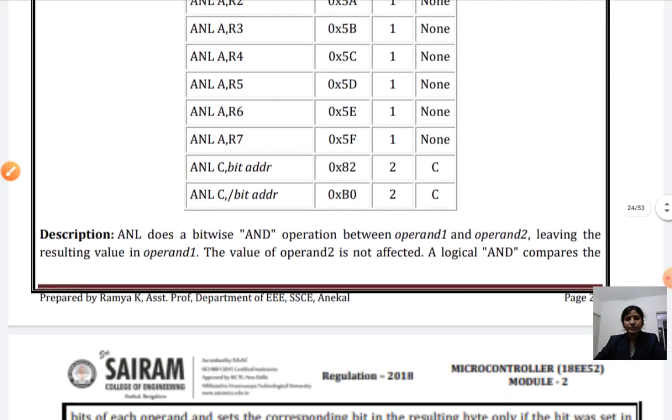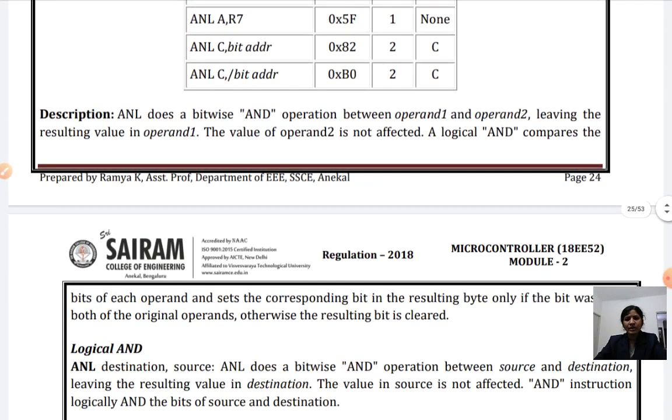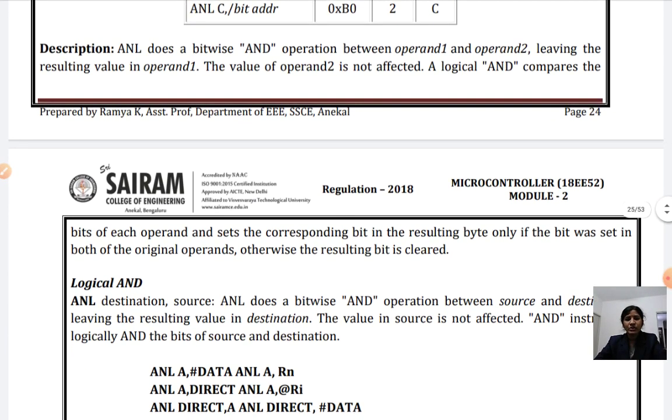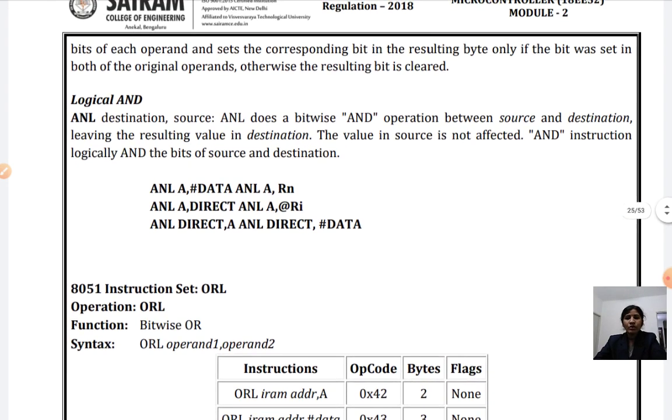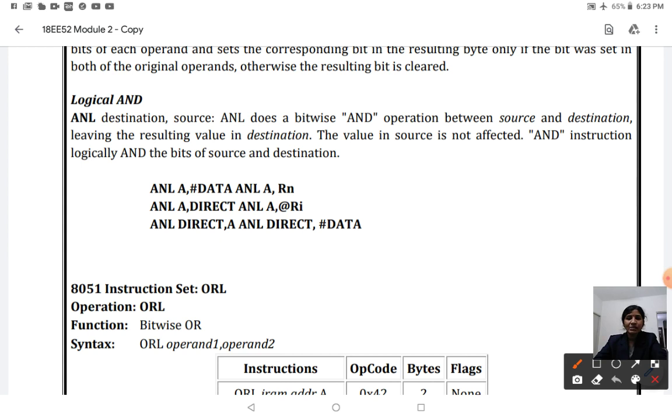Between two operands, it performs a logical AND operation. I'll show one more type of example, a bitwise AND. You can use ANL A comma data. These are all separate instructions: this is one set of three instructions and this is another set of three. The first one is with immediate data, the second one is direct addressing mode, and the third one is also direct addressing mode.